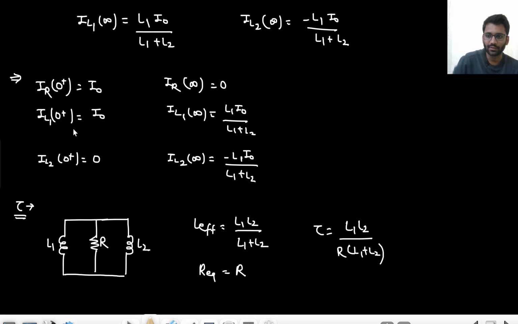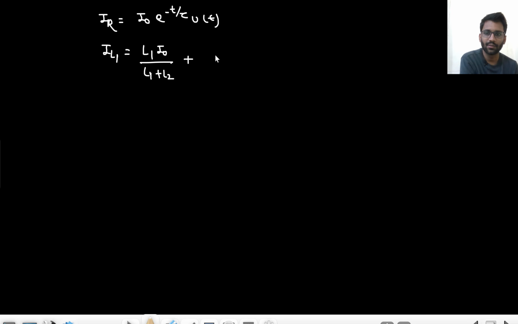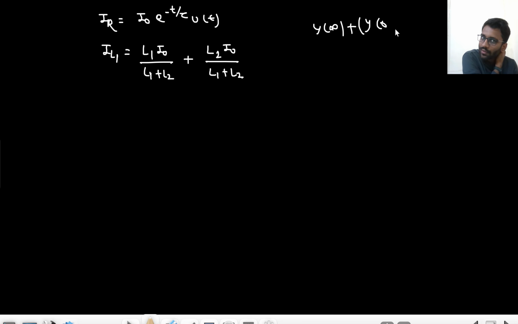Starting from I naught, if I need to start it from I naught, I have to write the formula: y of infinity plus y of 0 minus y of infinity. When you solve this value, y of 0 minus y of infinity, you will get this.